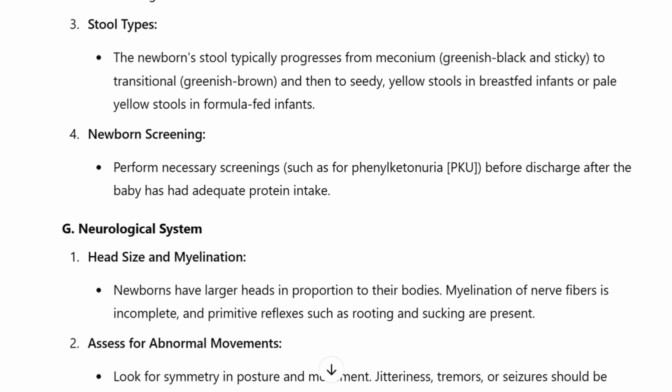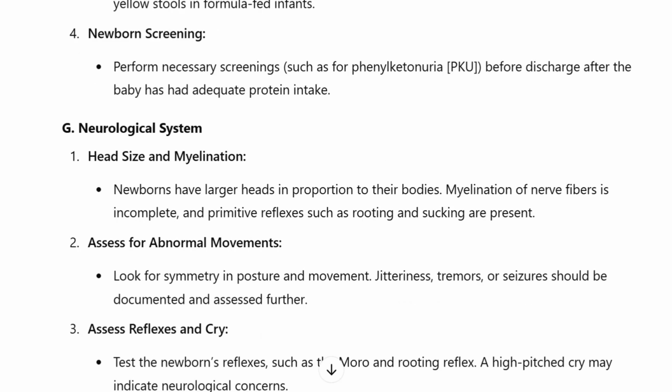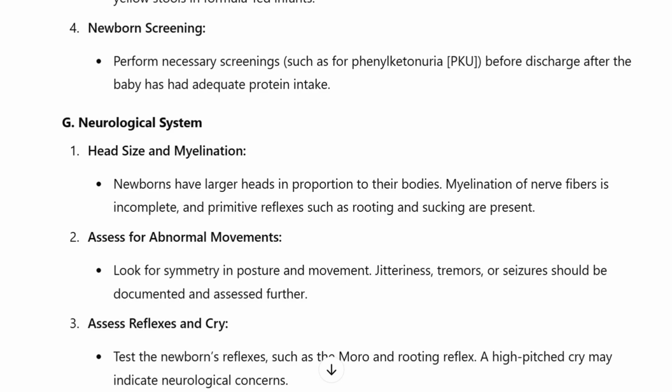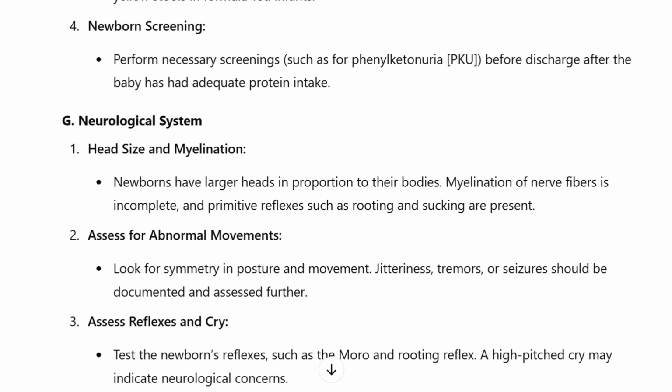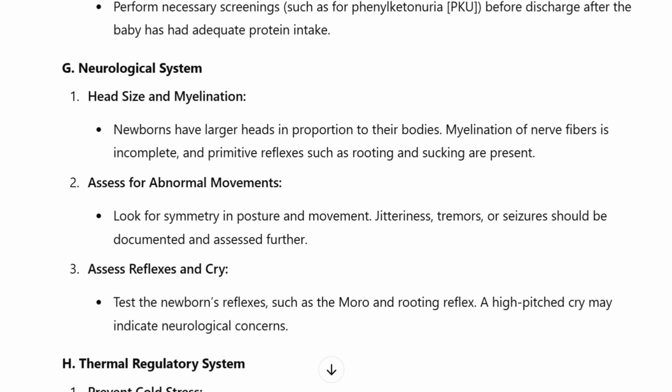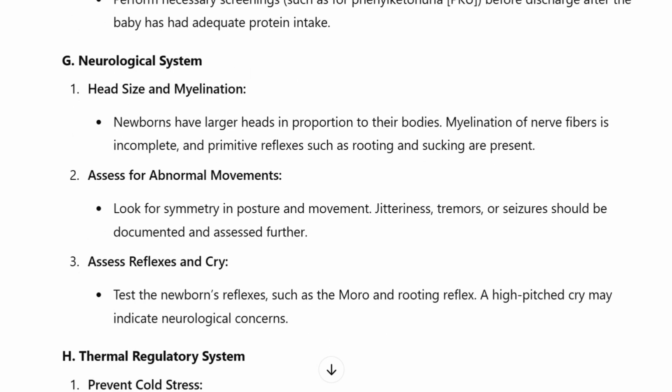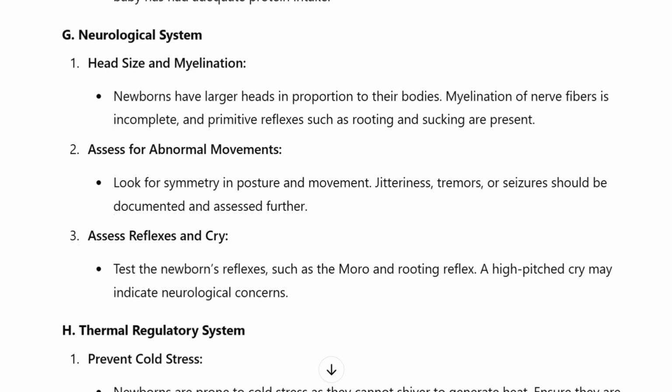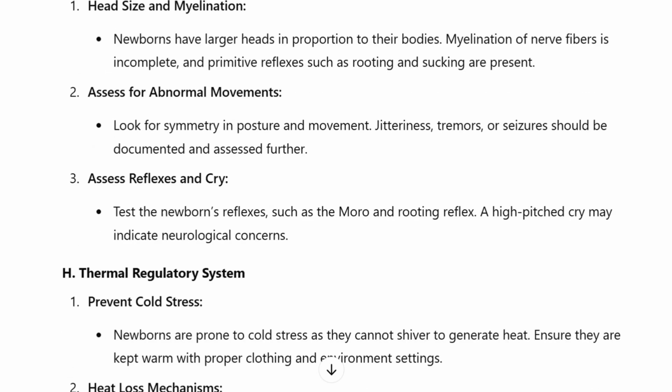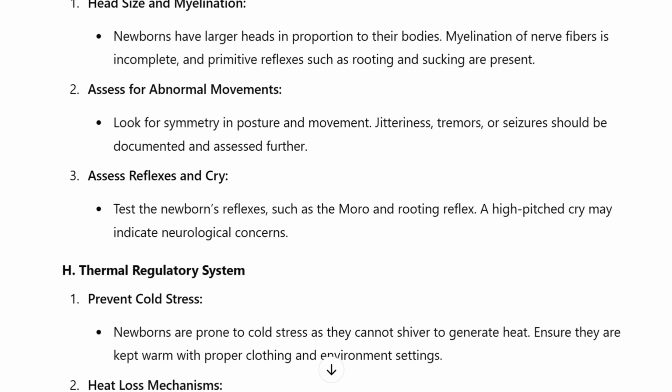4. Newborn screening. Perform necessary screenings, such as for phenylketonuria, PKU, before discharge after the baby has had adequate protein intake. G. Neurological system. 1. Head size and myelination. Newborns have larger heads in proportion to their bodies. Myelination of nerve fibers is incomplete, and primitive reflexes such as rooting and sucking are present. 2. Assess for abnormal movements. Look for symmetry in posture and movement. Jitteriness, tremors, or seizures should be documented and assessed further.